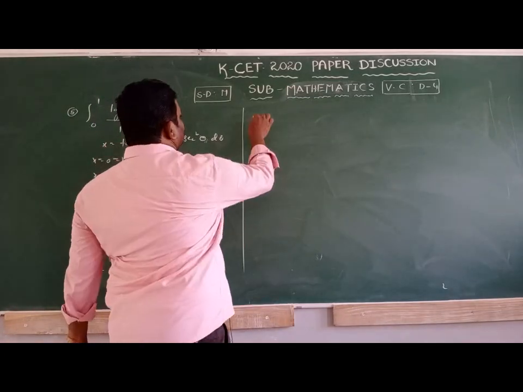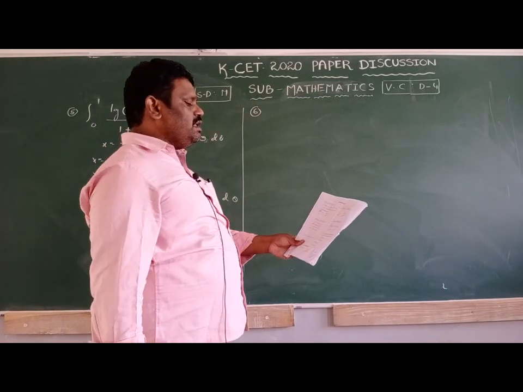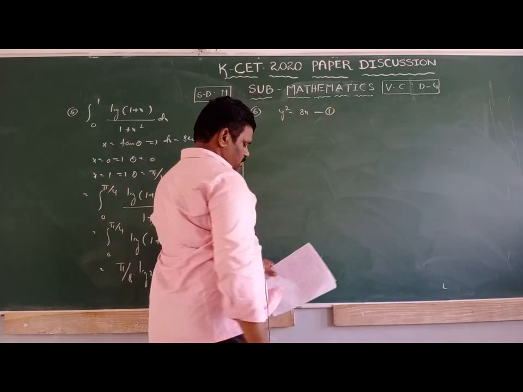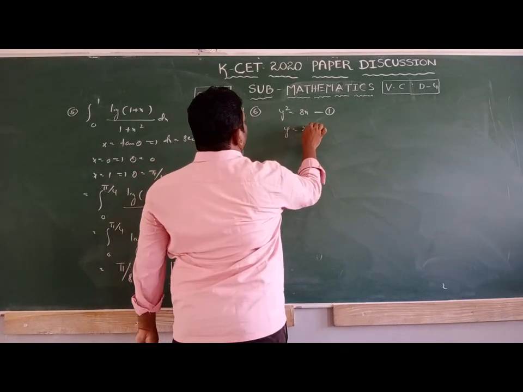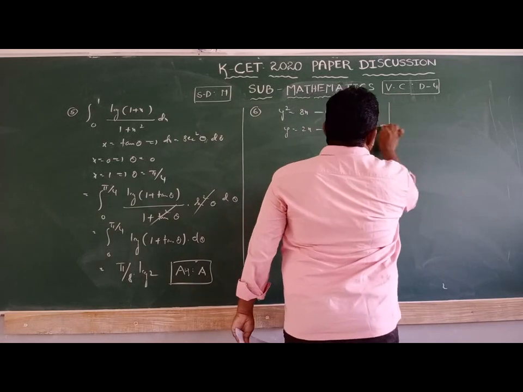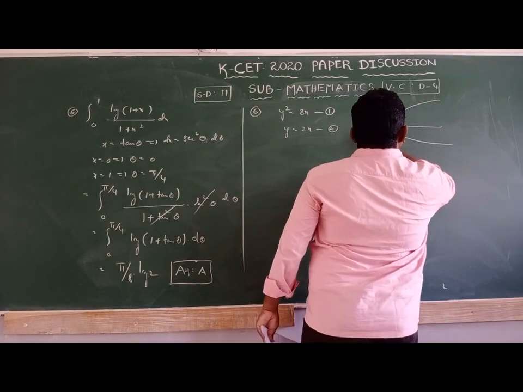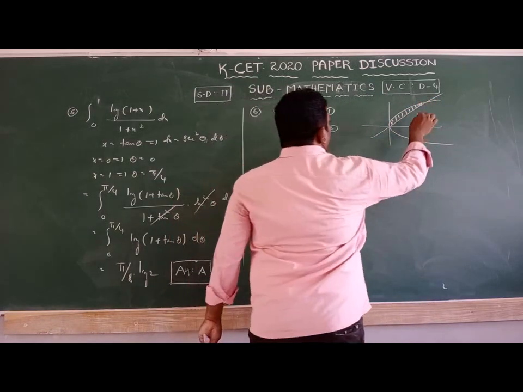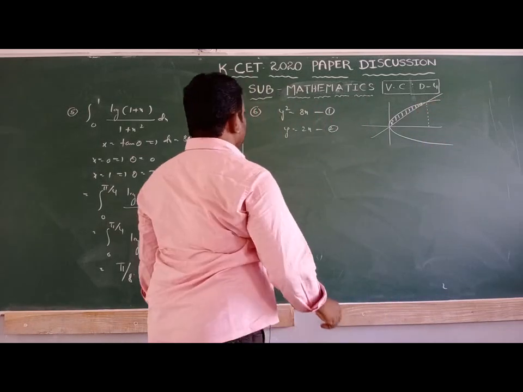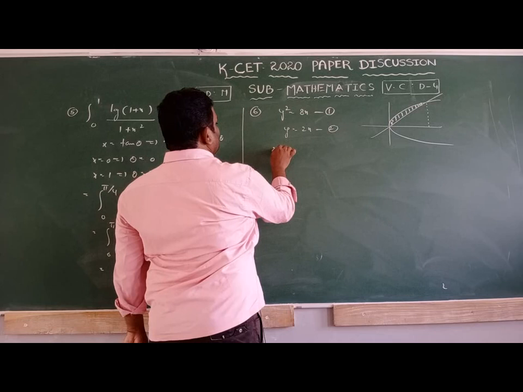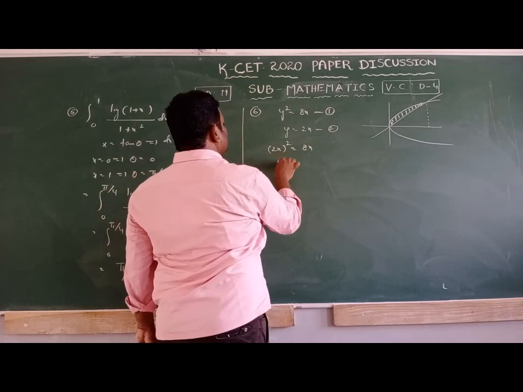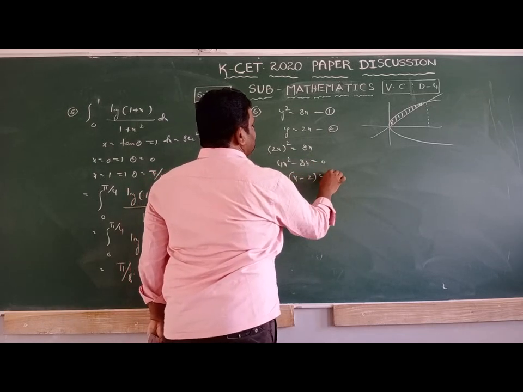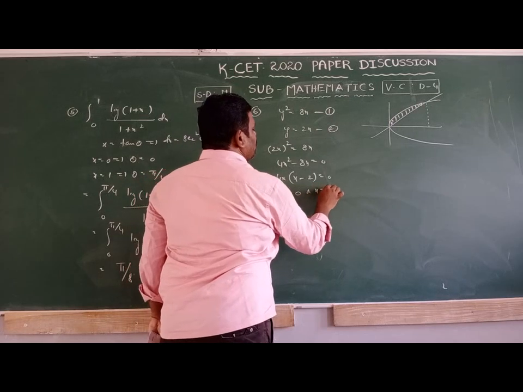Next, sixth one, an area problem is given. The area of the region bounded by the curves: two curves are given, y square is equal to 8x as the first curve, and another one, the line equation y is equal to 2x. This is the parabola and this is the line, and this is the shaded region. For the point of intersection, substituting this value here: (2x) whole square is equal to 8x, 4x square minus 8x is equal to 0, 4x common, x minus 2 is equal to 0, so x is equal to 0 or x is equal to 2.